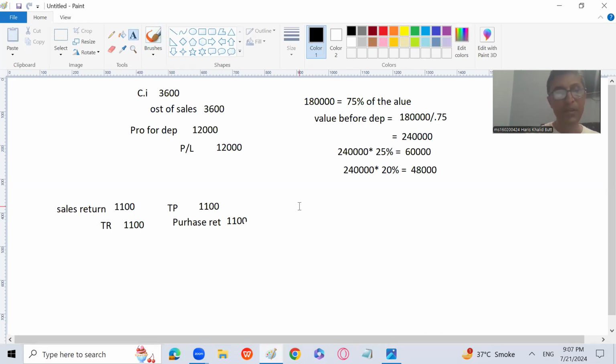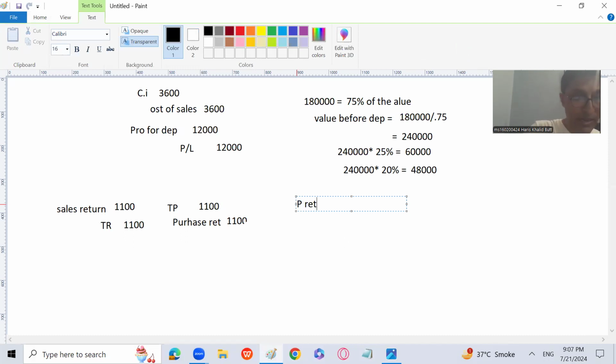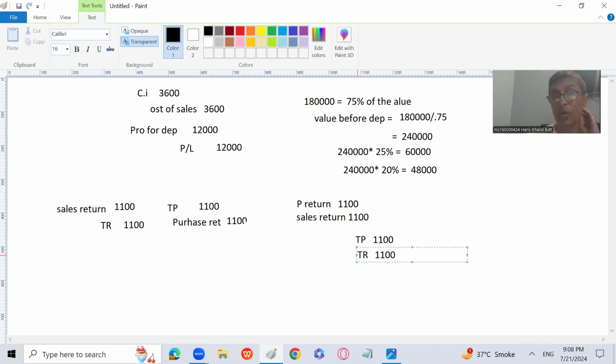Now let's go for the rules. First of all, we'll correct the mistake. Purchase return has been wrongly credited, so it will be debited. Sales return is not recorded in the books on the debit side, so I will record it on the debit side as it is, 1100. Then trade payable has been wrongly debited, so it is going to be credited with an amount of 1100. And trade receivable will also be credited with an amount of 1100, because we have not recorded it yet. I repeat again: we should have passed the entry sales return to trade receivable, but we have passed trade payable to purchase return.